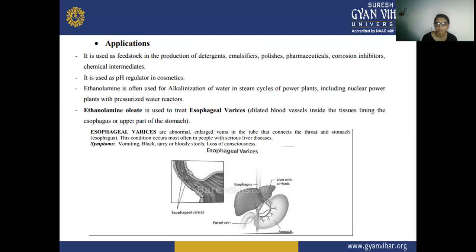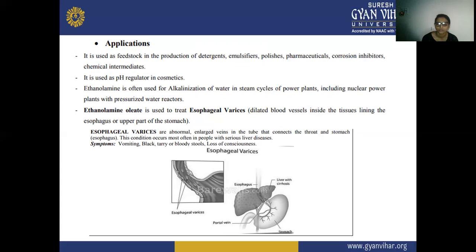It is an abnormal enlarged vein in the tube that is connected to the mouth, throat, and the stomach, or you can say the esophagus. This condition occurs most often in people with serious liver diseases, and the symptoms are vomiting, black tarry or bloody stool, or loss of consciousness. So this is the condition, and in this, ethanolamine oleate is used to treat this disease.